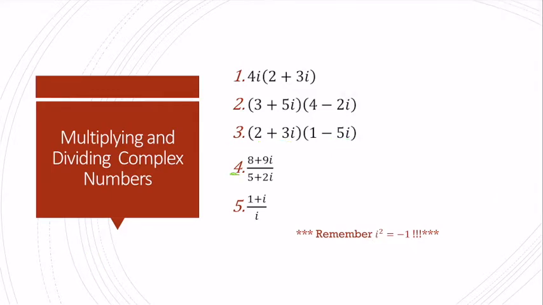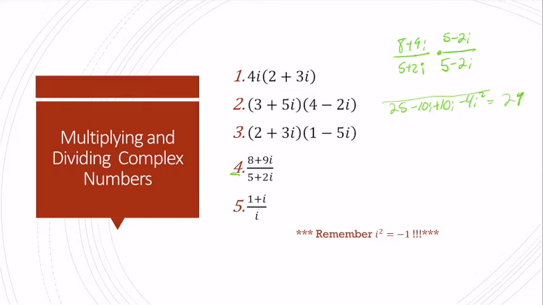So for number 4 right here, I've got 8 plus 9i over 5 plus 2i. And in order to eliminate what's in the denominator, I'm going to multiply by the complex conjugate, which is 5 minus 2i. This will cause my denominator to be a real number. So on my denominator, I'm going to have 25, because we FOIL, minus 10i plus 10i minus 4i squared. That gives me 25 plus 4, so I'm going to have 29 in my denominator.